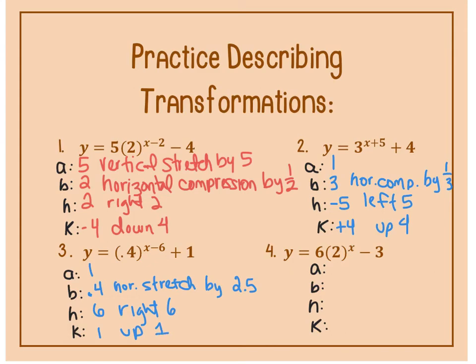Last one. A is 6 because it's in front of the parentheses. B has the exponent attached to it. There is no H because there's no number in the exponent. And K is a -3. So what did all these numbers do?